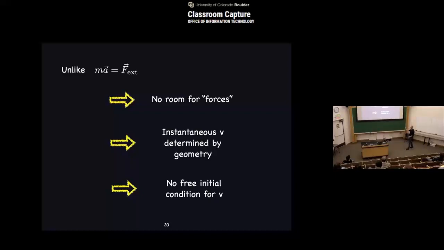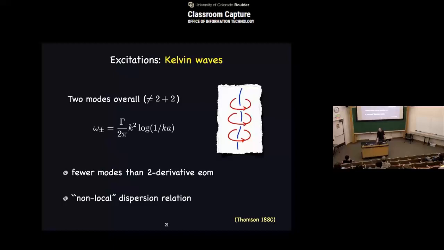And also, which is another way to say that the instantaneous velocity is completely determined by the geometry, so not even the acceleration, just the velocity directly. And there's no initial condition for the velocity. I cannot tell you, suppose that I have a vortex line moving at this velocity. No, it's not up to me to tell you what the initial velocity is. The system decides what the velocity is.